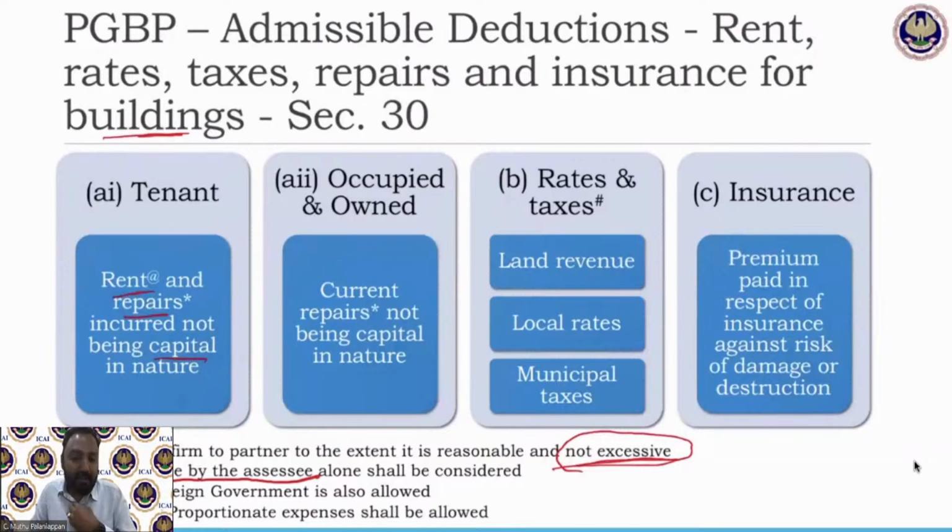Whatever is borne by the tenant alone should be considered. So that's what it is about. And this is when you're staying in that property as a tenant, if you're running a business as a tenant.